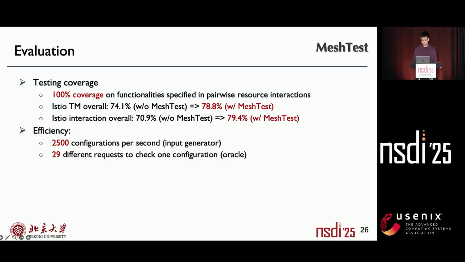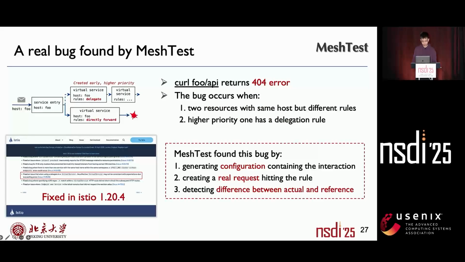MeshTest ensures 100% coverage on the pairwise resource interactions. It increased the overall testing coverage of Istio traffic management by a lot and significantly increases the coverage on resource interactions. The input generator creates 2,500 configurations per second, and the Oracle checks each input with 29 different requests on average. MeshTest does not need any modification on the code base, and it only needs to be updated when the specification of the service mesh changes.